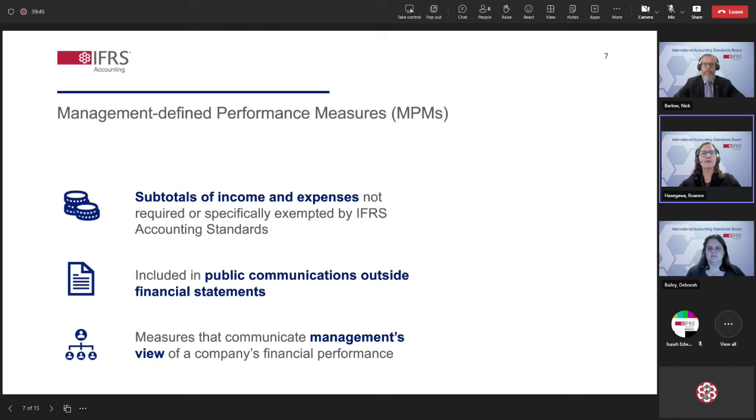So, Deborah, on the first of the 3 aspects of the definition of MPMs, you mentioned that only subtotals of income and expenses meet the definition of MPMs. Would a measure such as adjusted revenue be an MPM? So, no, only subtotals of income and expenses can be an MPM. So, subtotals of only income, such as adjusted revenue, or only expenses cannot be MPMs.